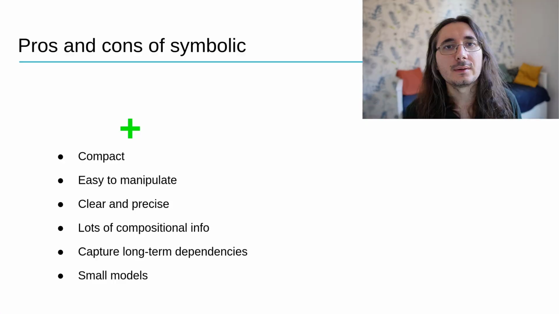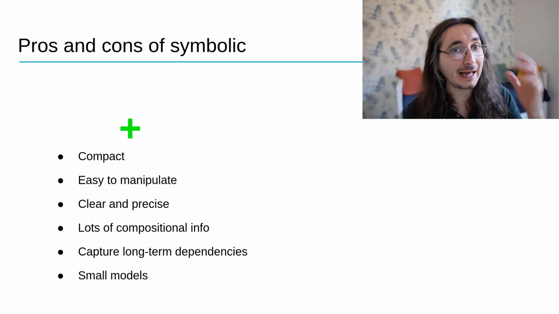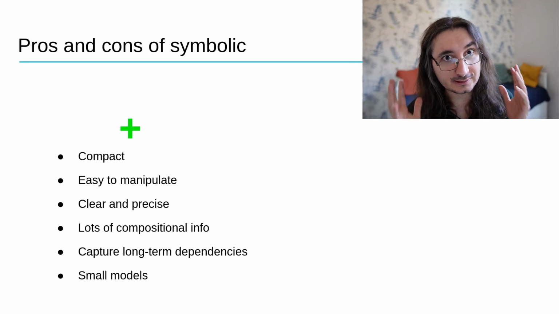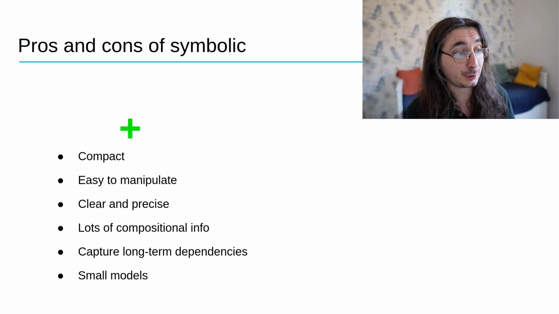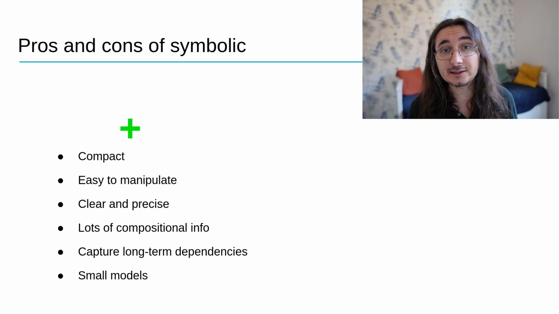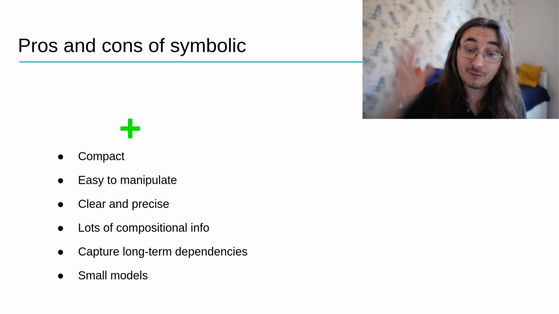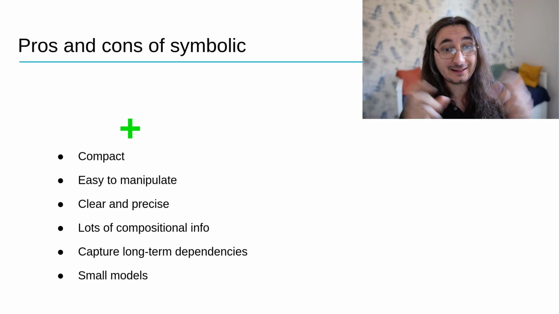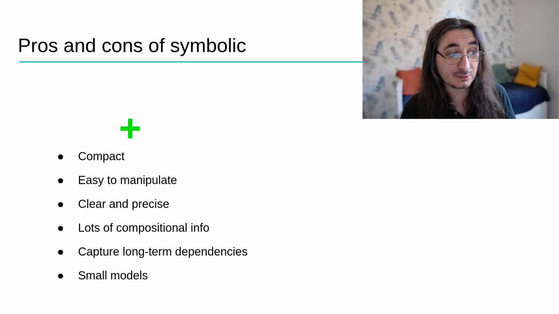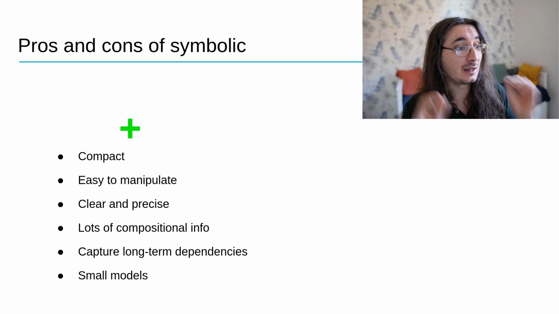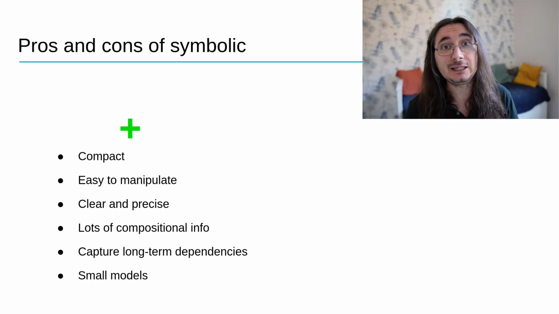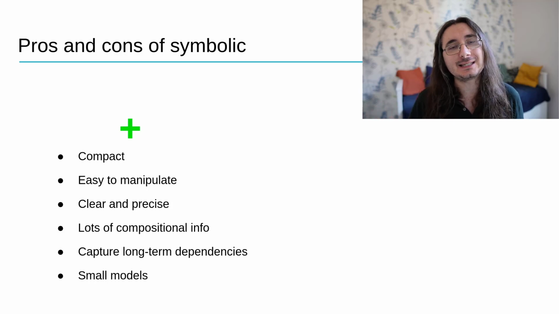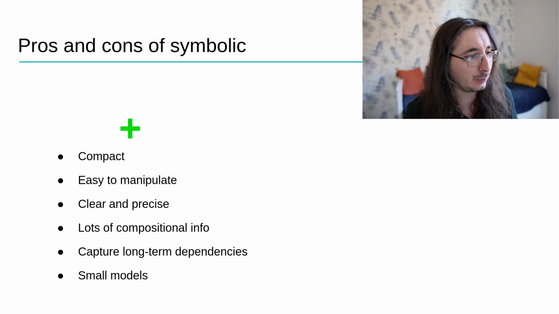Interesting, isn't it? Symbolic generation comes with a lot of advantages, but also with a lot of disadvantages. Let's take a look at the pros first. We can say that symbolic representation is extremely compact. You can pack a lot of compositional information in it, and the size of these sequences is very, very small. Symbolic representation is very easy to manipulate, because at the end of the day, you're dealing with symbols, tokens that you can edit however you want.